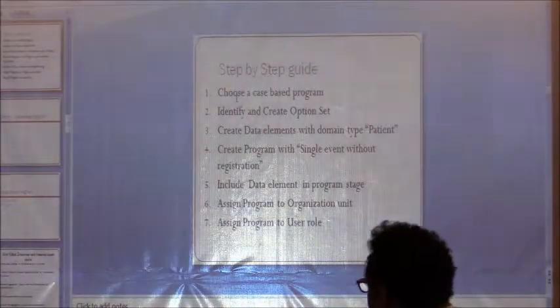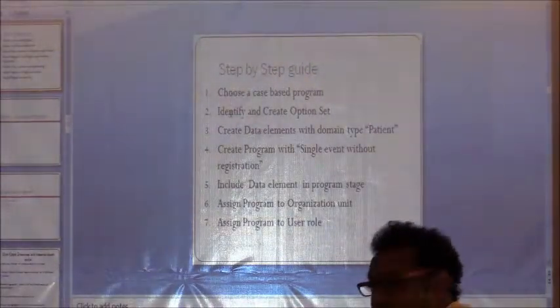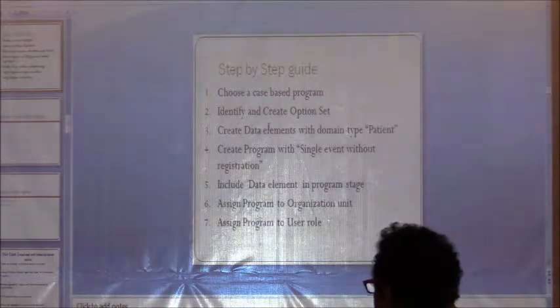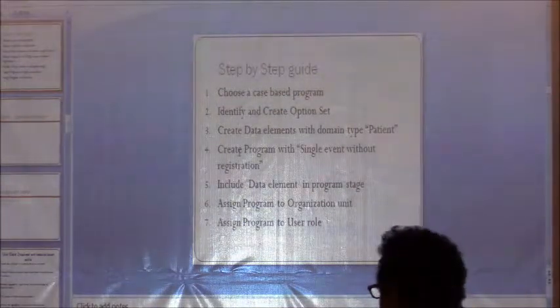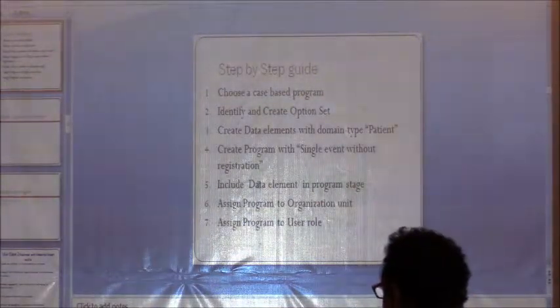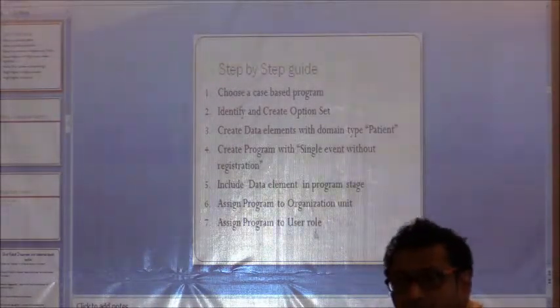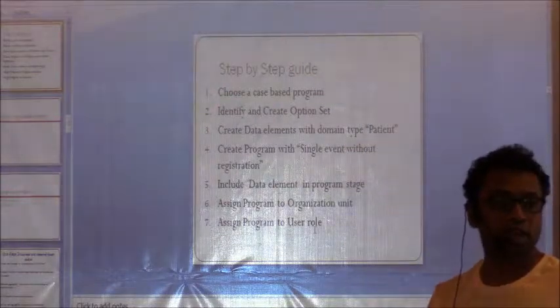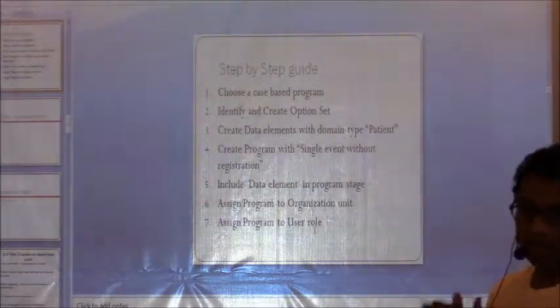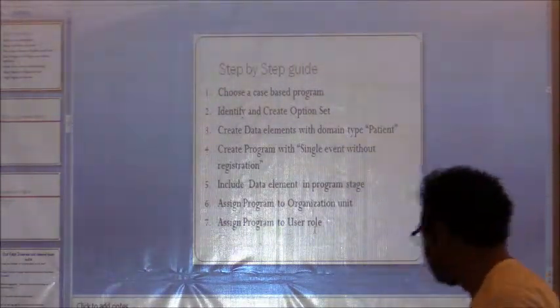Fine? So let me go back to my presentation. I did this. I identified the option set. I created the data element. I created a program. Then I created the data element and included that into the program stage. But now I want to say which health facilities are collecting this program or the events.